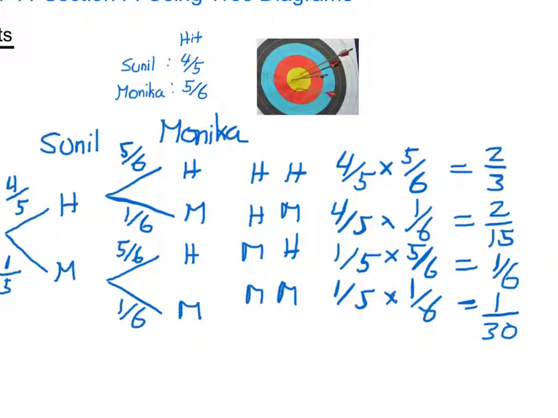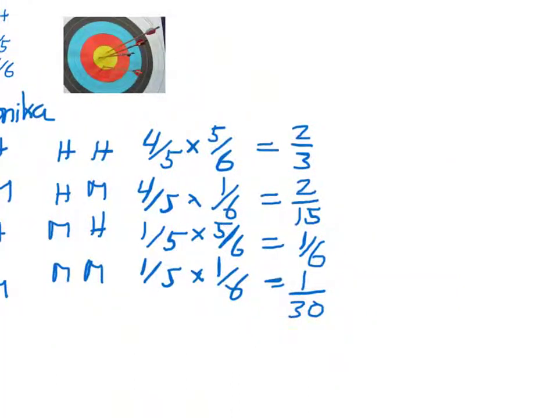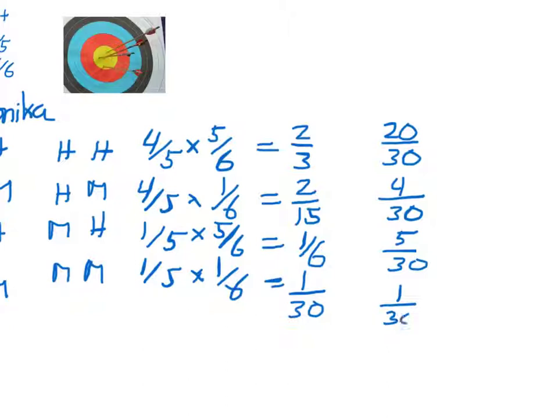Now, notice what happens if we get a common denominator here for all of our probabilities. In other words, we can change the first probability, or the hit-hit probability, to 20 over 30. The next probability to 4 over 30. And then we have 5 over 30 and 1 over 30. And this should be a quick check to make sure that we've done everything correctly. If I add all of these up, or at least the numerators, I should get 30 over 30, and indeed I do, which we all know is equal to 1.